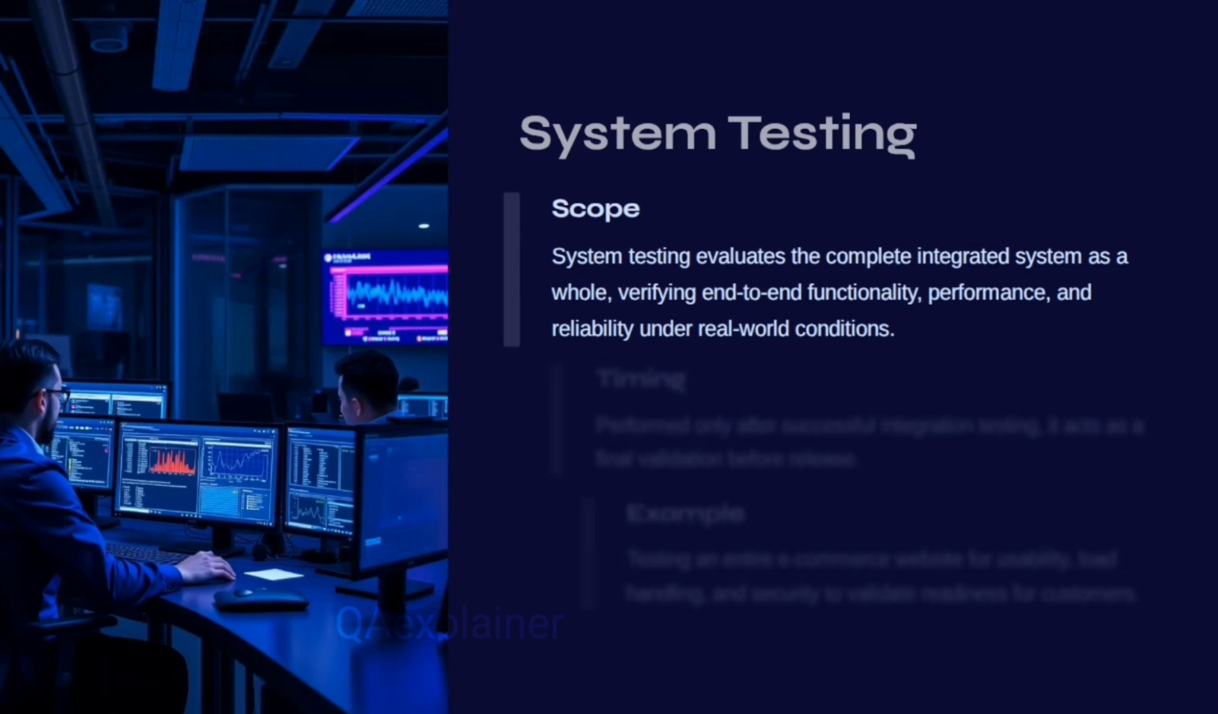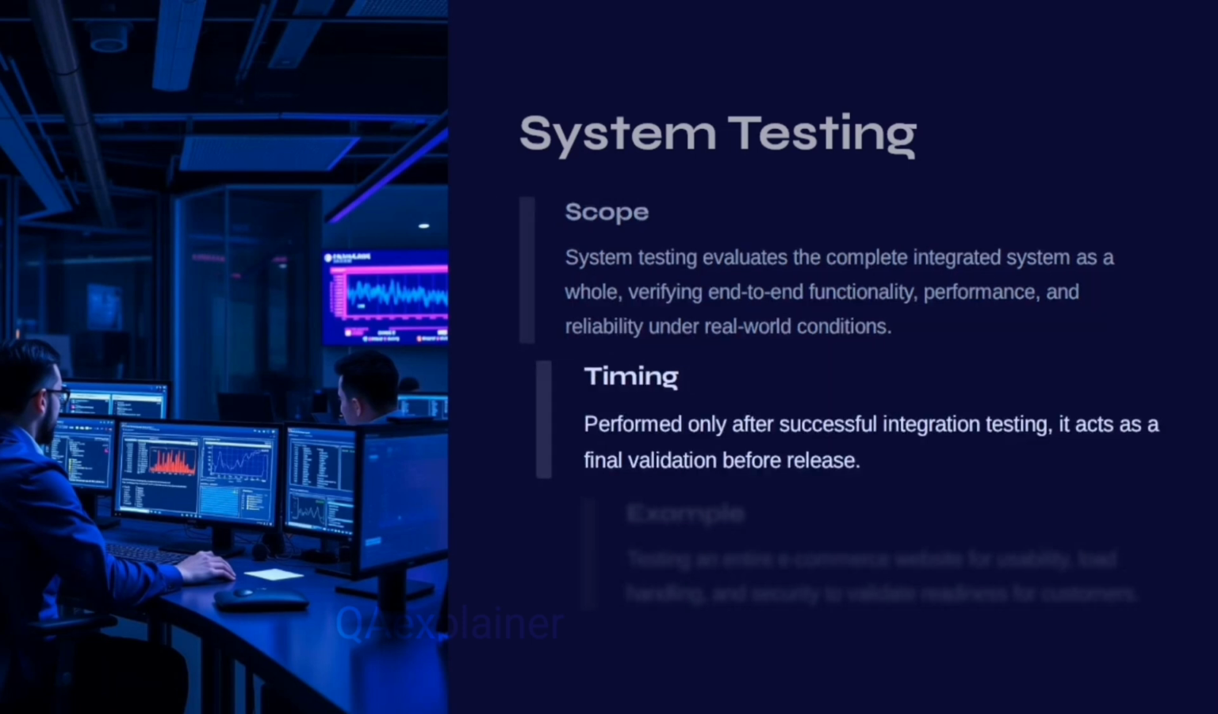So we need to build our software and our environment in such a way that we deploy the software to that particular environment, mimic our customer flows, and check the end-to-end functionality of the software. That is called system testing. Timing is very important here, guys, because after successfully completing integration testing we need to do the final validation before release. This is called system testing.